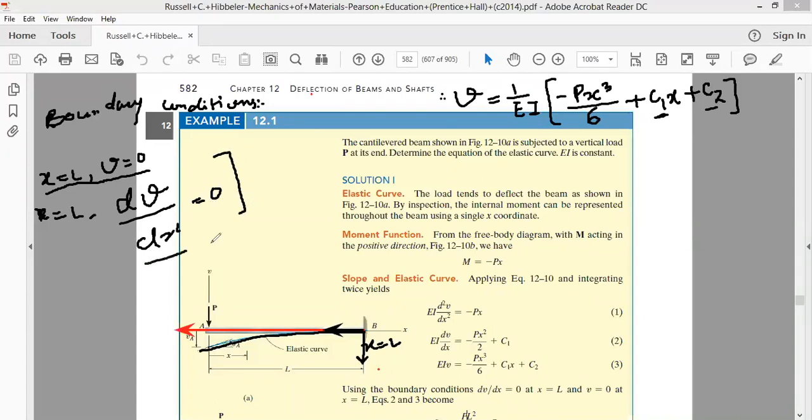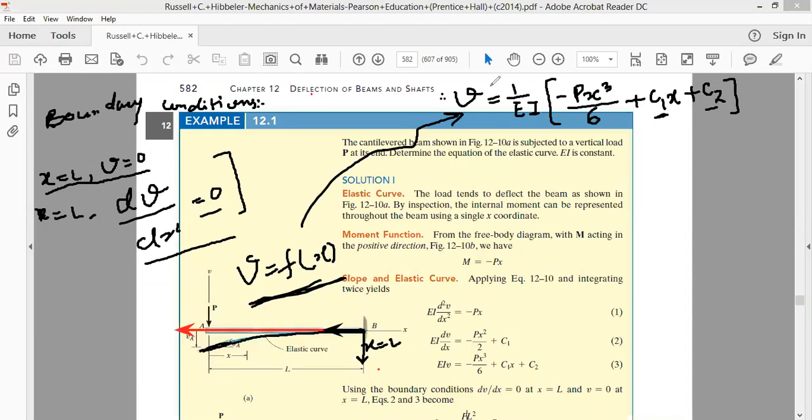What do we mean by dν/dx being 0? You draw a tangent at point B to the curve whose equation is ν as a function of x. We have the equation of the deflection curve given by this equation. The tangent to the curve at x equal to L will be parallel to the x-axis. That is, its slope is equal to 0.